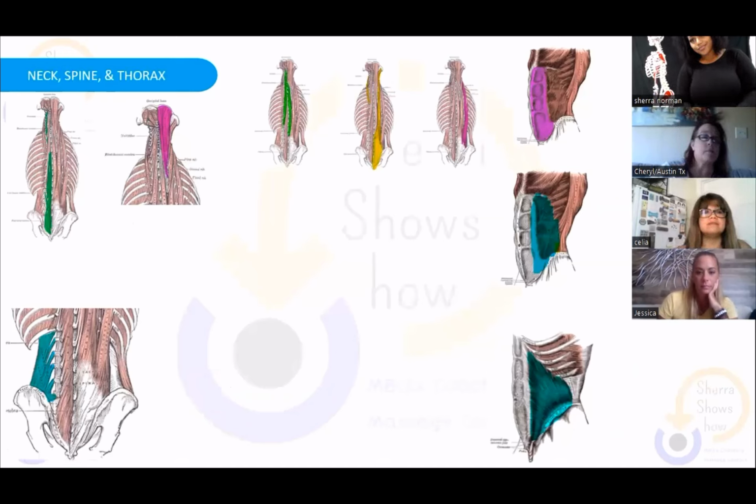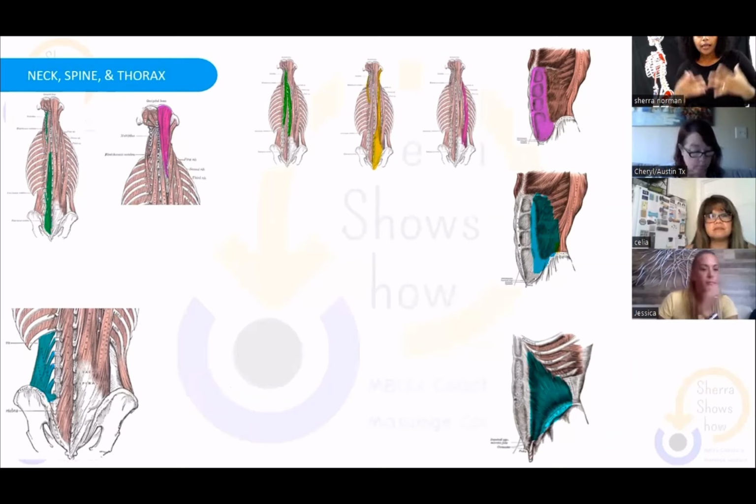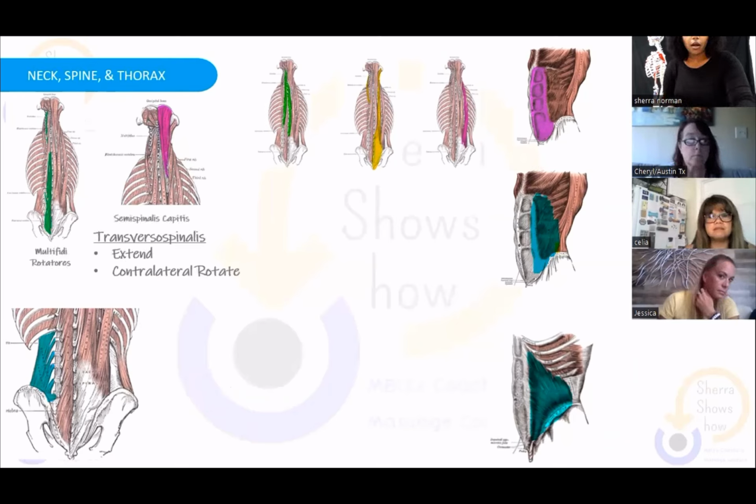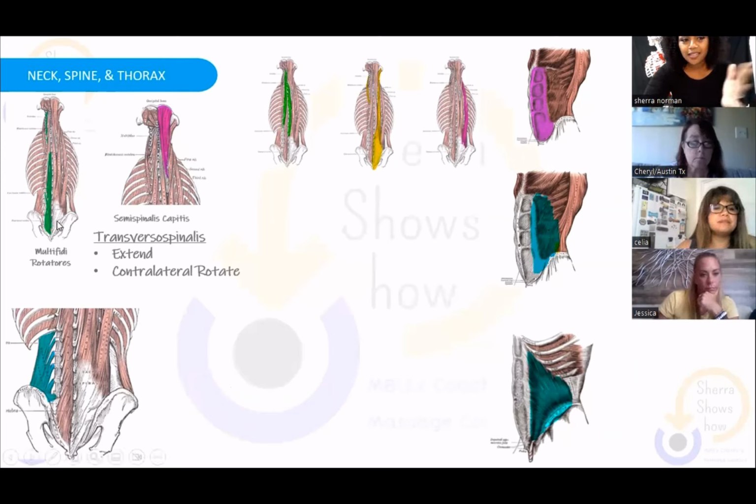With the neck, you may as well just go right into the spine, because some of these spinal muscles cross to the neck as well, okay? So spine and thorax muscles, there are our transversospinalis muscles grayed out. I wouldn't worry about them. Just kind of remember that they exist. Multifidi, rotatores, semispinalis capitis, they extend and contralaterally rotate the back. That's it. They don't usually come up.